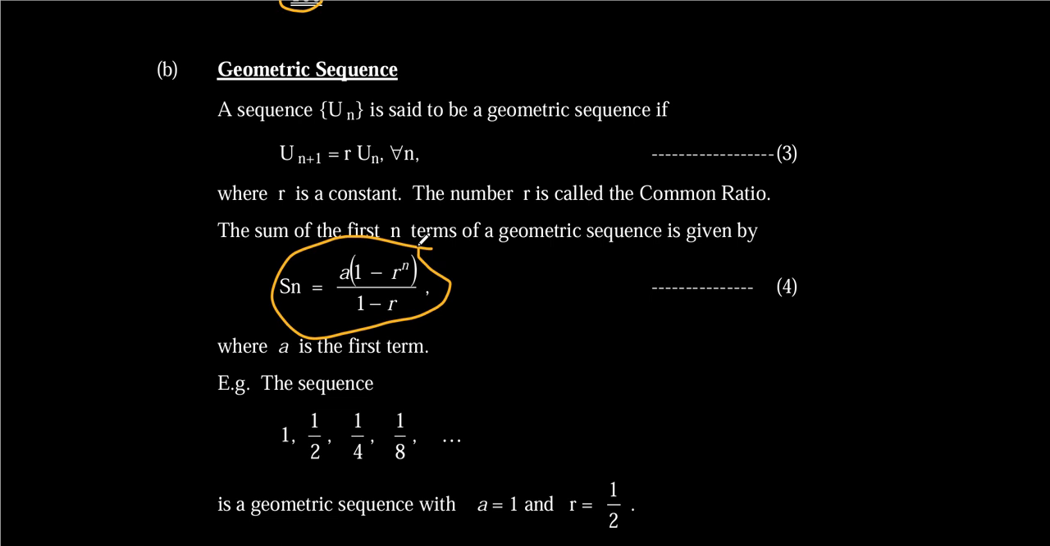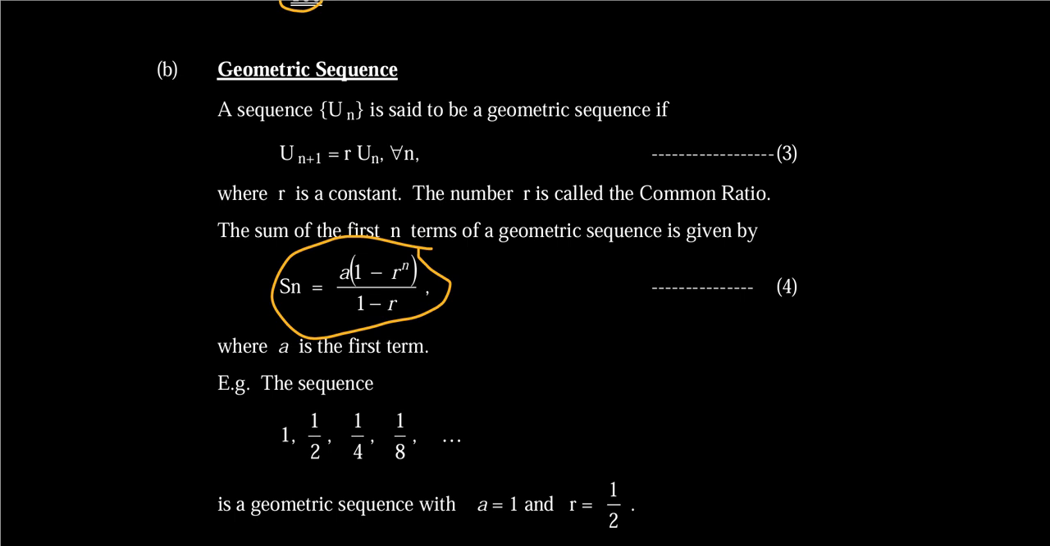Now the sum of the first n terms of a geometric sequence is given by this formula: A multiplied by 1 minus r raised to the power n, all over 1 minus r. I believe it's also taught in SHS. In the formula, A is the first term.